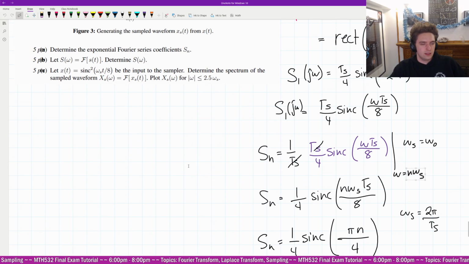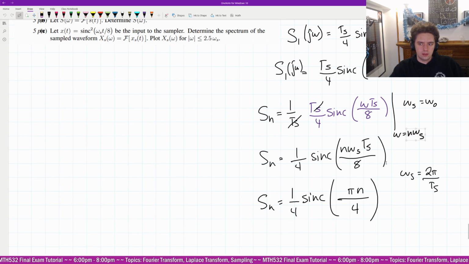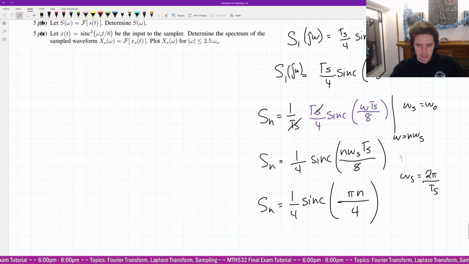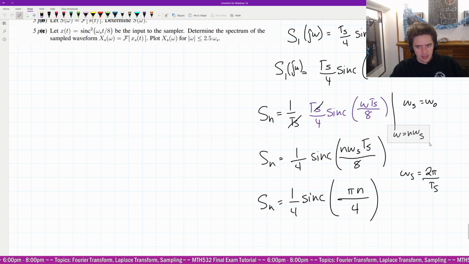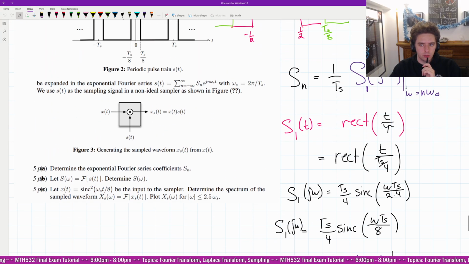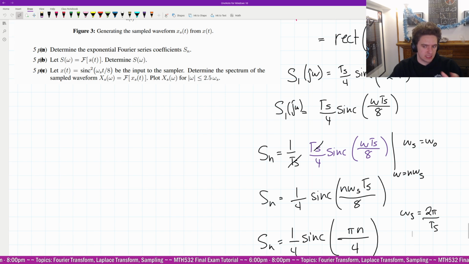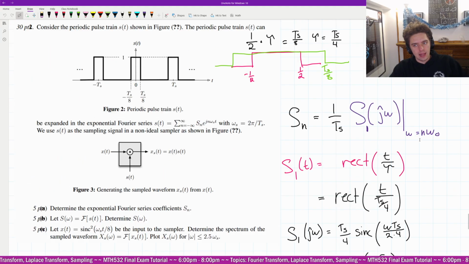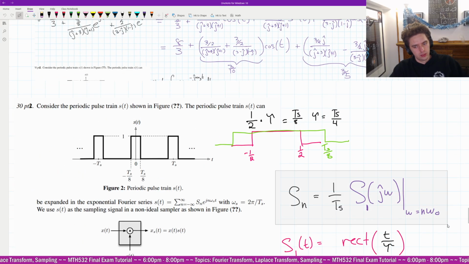Is it always these limits, like omega naught to N omega S? Like this formula here, is that what you're saying? Yeah, you always replace W with N omega naught in this formula, and then the S is specific to this case. This is generally the equation for W. This is always true, and this formula is always true.